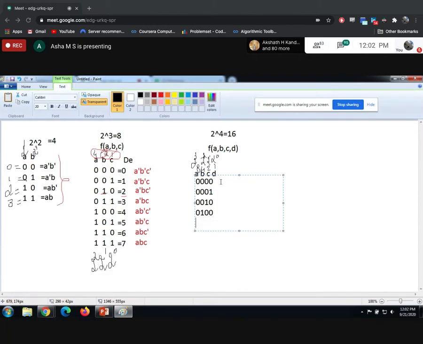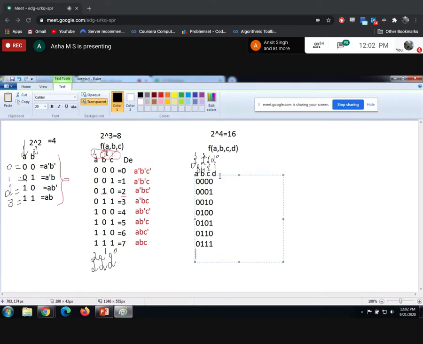Next you have decimal 5. Decimal 5 means 4 plus 1, so B and D bits should be 1. Remaining A and C should be 0. So 0, 1, 0, 1. This represents 5. Next I have 6. 6 is 4 plus 2, so these two bits are 1. Next is 7. 7 means 0, 1, 1, 1. 4 plus 2 plus 1 is 7.